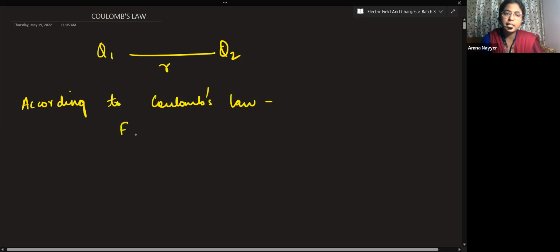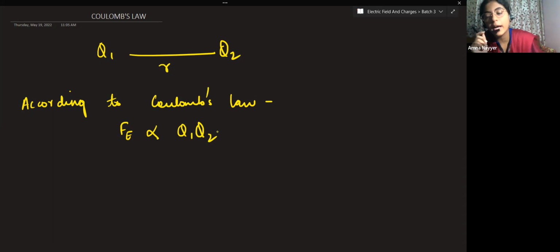Coulomb's law simply states that electric force is directly proportional to the product of the charges. You have to consider the magnitude only. If you have -4, you won't write it as -4, you will write it as 4 only. If you have +4, you will write it as 4 only. No sign is required because you take the magnitude of the charges, and whatever the magnitude of both charges is, just multiply it. So electric force is proportional to it. This is the first point of Coulomb's law.